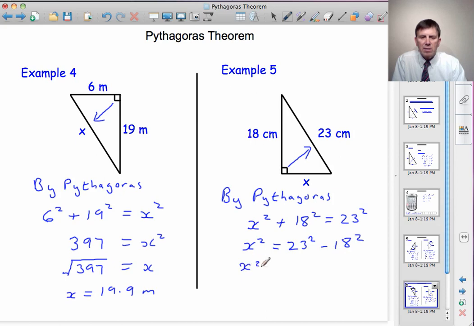Feed that into the calculator. 23 squared minus 18 squared equals 205. So we now find the square root of 205 to give us x. So I'm pressing inverse square root sign, and again it's not a whole number. x is equal to, to one decimal place, 14.3. 14.3 centimeters, because the other two sides are in centimeters.